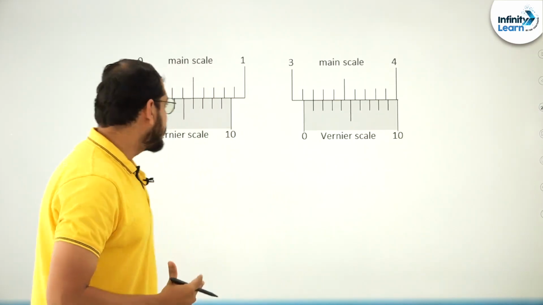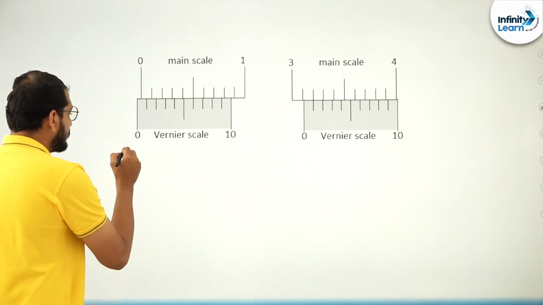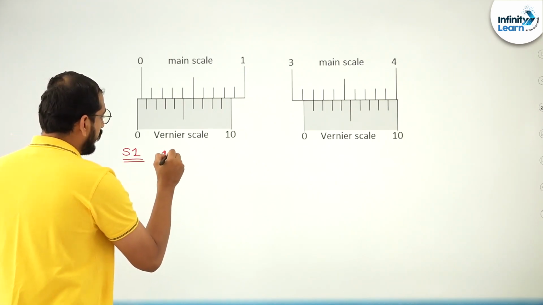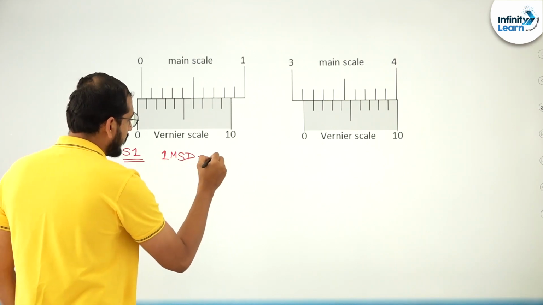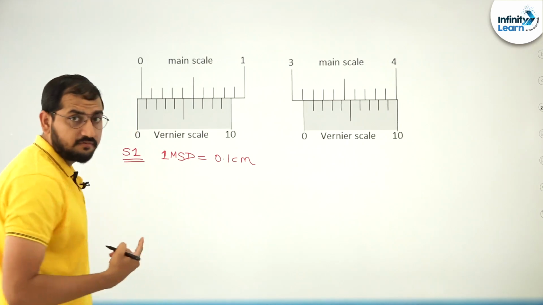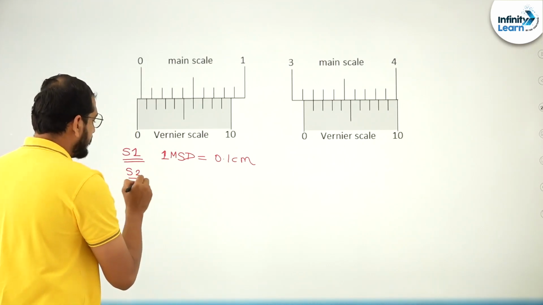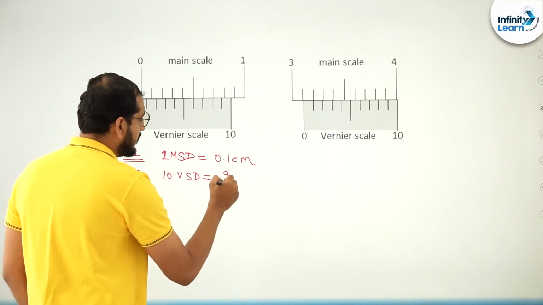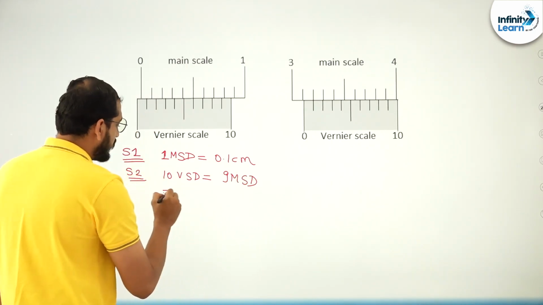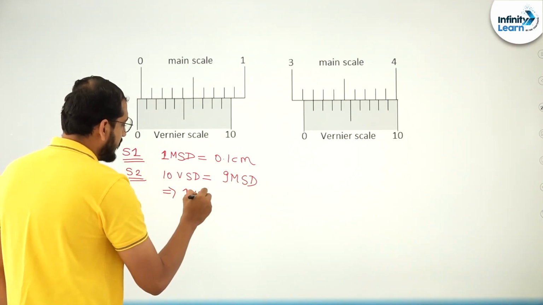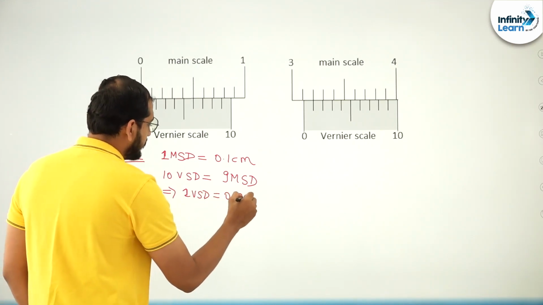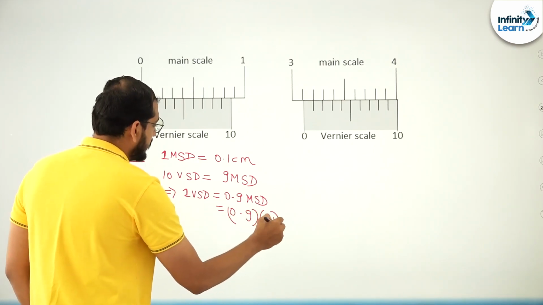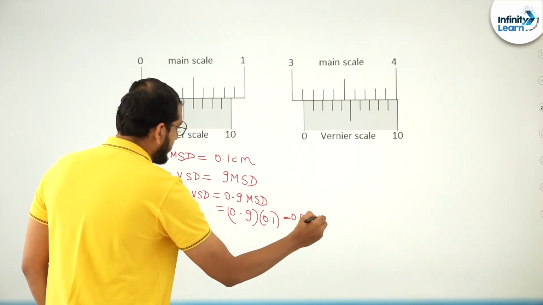We'll start with the basic concept of vernier caliper. The first information given gets us step number 1: one main scale division is equal to 0.1 centimeter. In the second information, 10 vernier scale divisions correspond to 9 main scale divisions. So 1 VSD is equal to 0.9 MSD, and since 1 MSD is 0.1 centimeter, this gives us 0.09 centimeter.